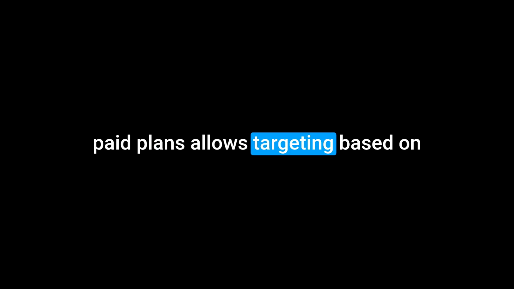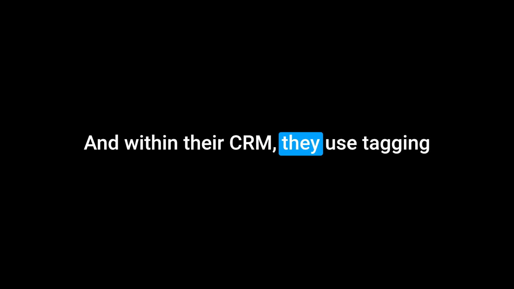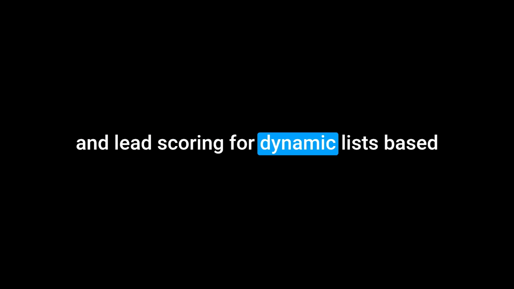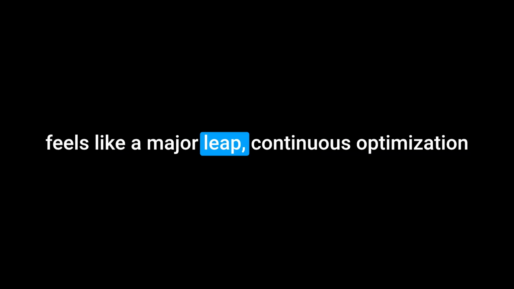Benchmark. Benchmark has basic segmentation on contact attributes. Their advanced segmentation in paid plans allows targeting based on behavior, demographics, likes, dislikes. They assign that 0-5-star contact rating for engagement. Which you can use for segmentation, presumably. Right. And within their CRM, they use tagging and lead scoring for dynamic lists based on interest and purchase readiness. So this really raises the question, how deep can you go with personalization? Aweber's AI-driven dynamic segmentation feels like a major leap.